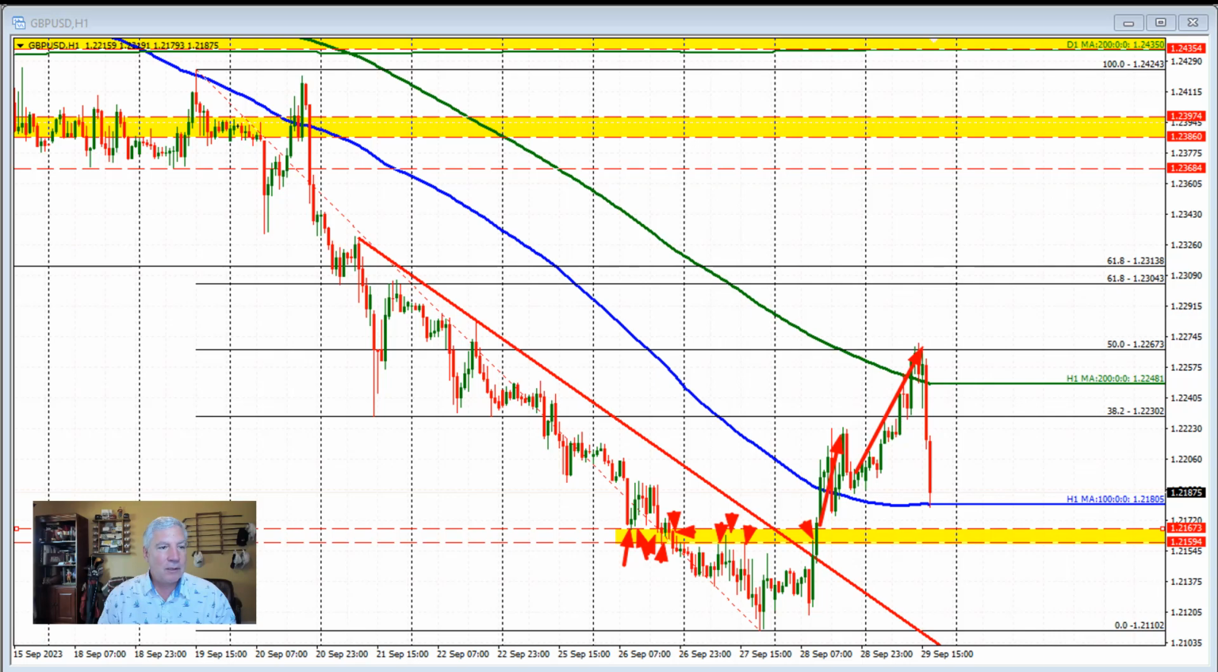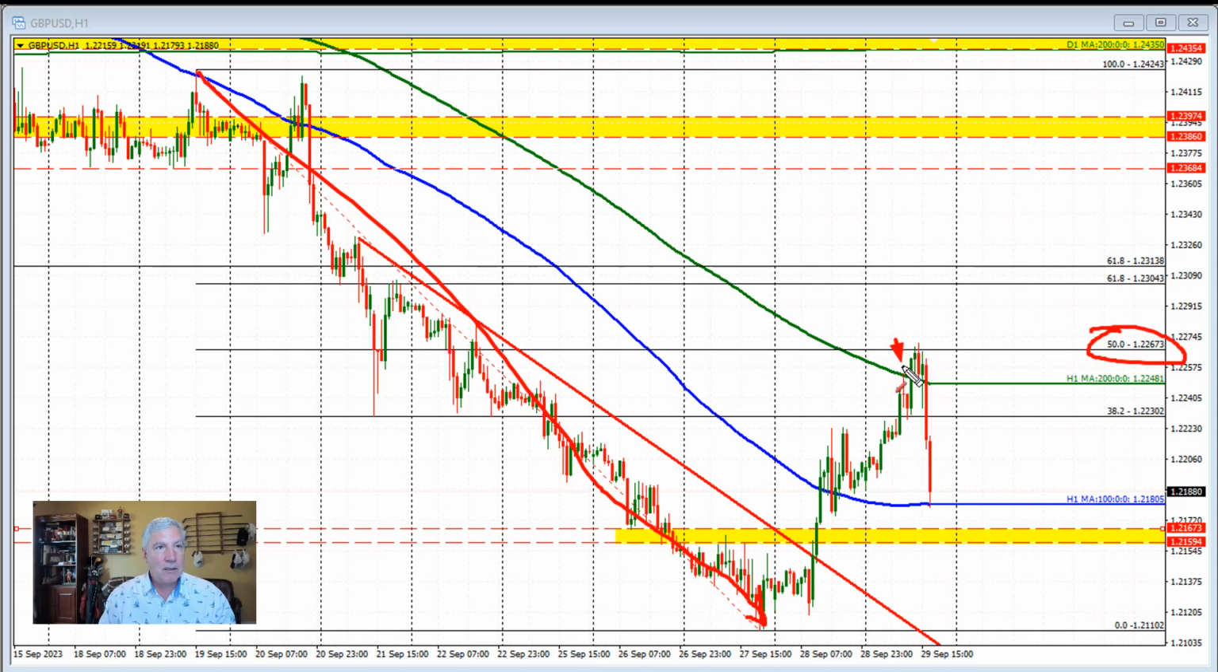Now, the high price in trading here today is another interesting one, where we came up to the 50% of this last leg to the downside. This leg to the downside came after a couple weeks of consolidation up through here, and the 50% came in at 1.2267. We also broke above the 200-hour moving average today.